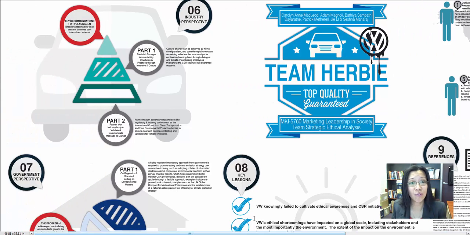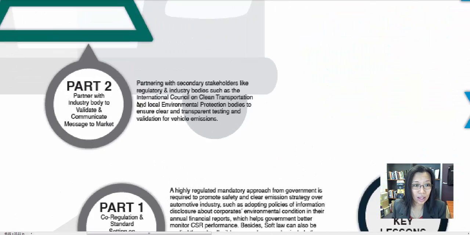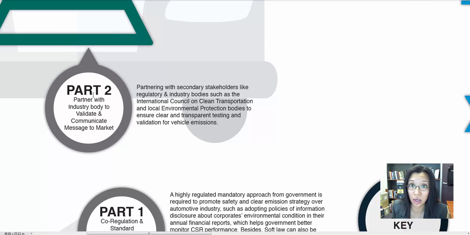And they were also able to identify really at quite a specific level some of the key stakeholders who needed to be involved and give specific examples of them. So for example, when they were recommending for industry actors to partner with regulatory and industry bodies, they were then able to give an example of a key actor within that space. Here they could have given a more specific example about a local environmental protection body in Australia that would have been an appropriate partner for Volkswagen going forward.